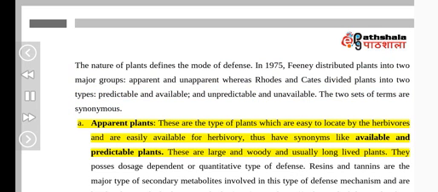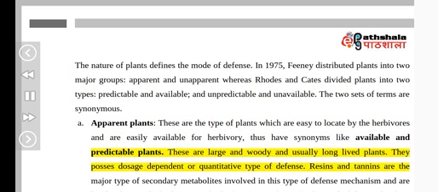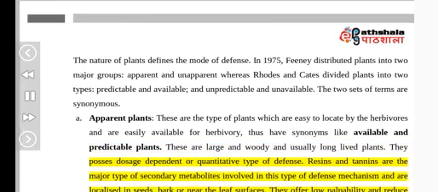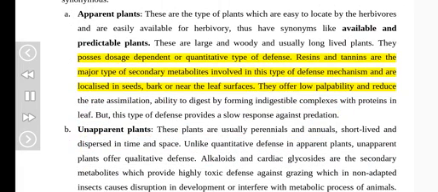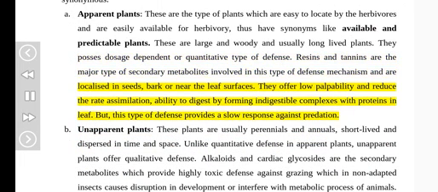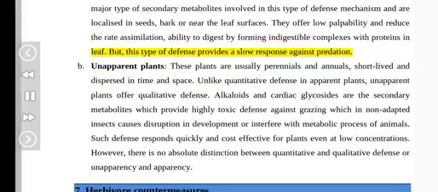Apparent plants. These are the type of plants which are easy to locate by the herbivores and are easily available for herbivora, thus have synonyms like available and predictable plants. These are large and woody and usually long-lived plants. They possess dosage-dependent or quantitative type of defense. Resins and tannins are the major type of secondary metabolites involved in this type of defense mechanism and are localized in seeds, bark or near the leaf surfaces. They offer low palatability and reduce the rate of assimilation and ability to digest by forming indigestible complexes with proteins in the leaf. But this type of defense provides a slow response against predation.